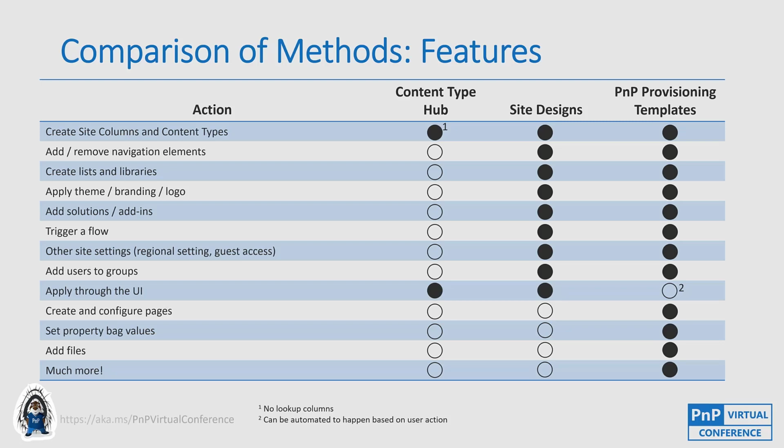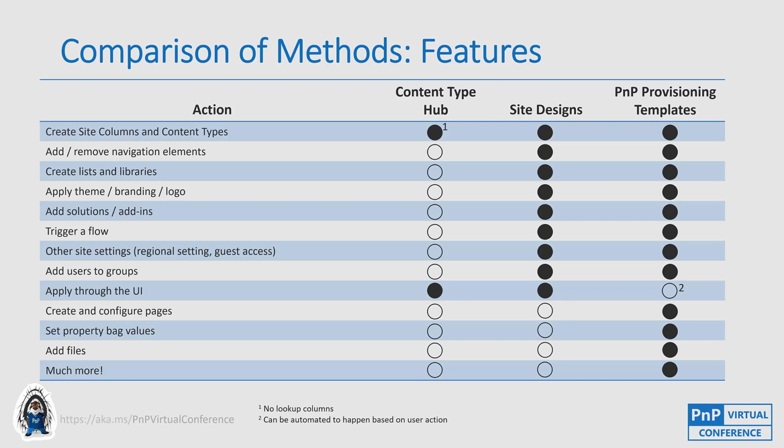There's some other settings you can set in site designs, things like the regional setting for the site, whether or not guest access is allowed, and things like that. You can also add users to groups, so you can set up the permission structure of your site based on some parameters if you want to do that with your site design or PnP provisioning template.